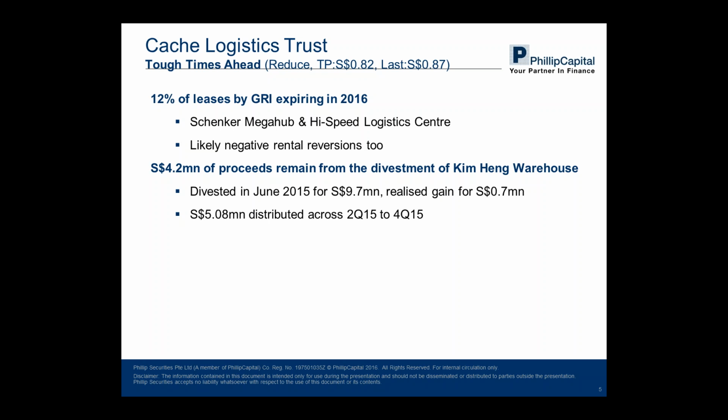To sum up, from the divestment of that Kim Heng warehouse, they remain with 4.2 million. It was divested for 6.7 million in June 2015 and realized a gain of 0.7 million. After distributing 5.08 million across the 3 quarters, they still have 4.2 million to go.